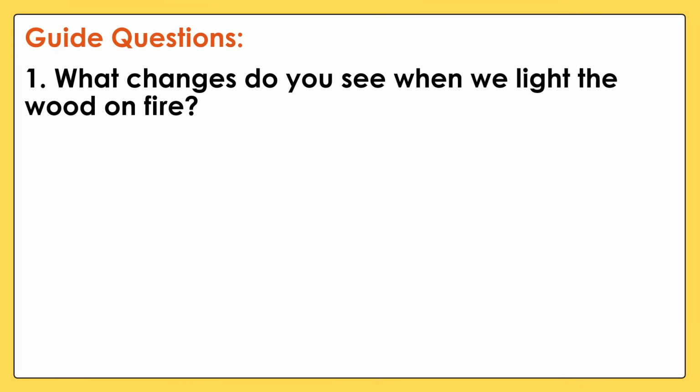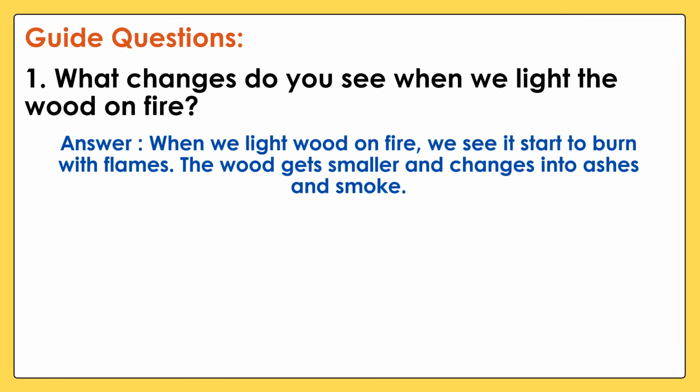And here are the answers. Number 1, what changes do you see when we light the wood on fire? Here's the answer. When we light wood on fire, we see it start to burn with flames. The wood gets smaller and changes into ashes and smoke.